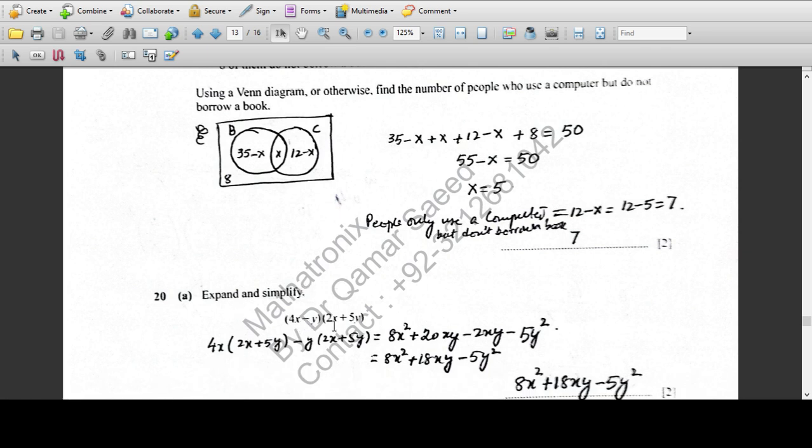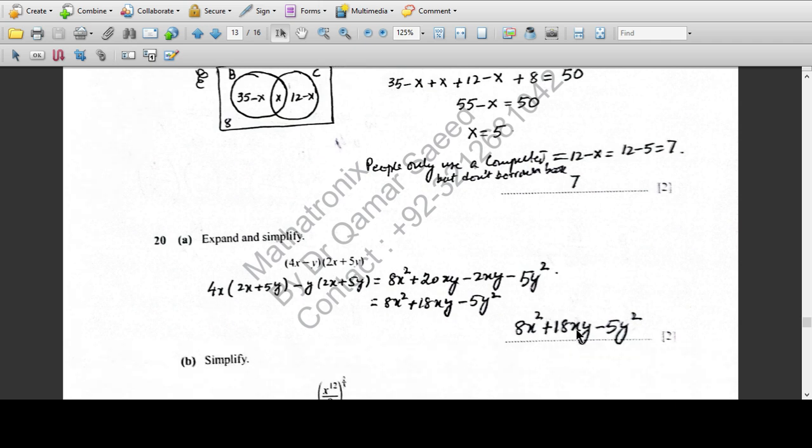Now question number 20: expand and simplify (4x minus y)(2x plus 5y). We multiply the first element with the whole bracket and the second element with the whole bracket. On simplification we obtain 8x squared plus 18xy minus 5y squared.